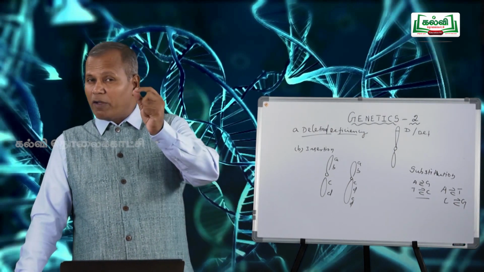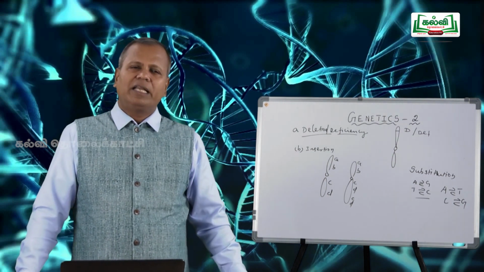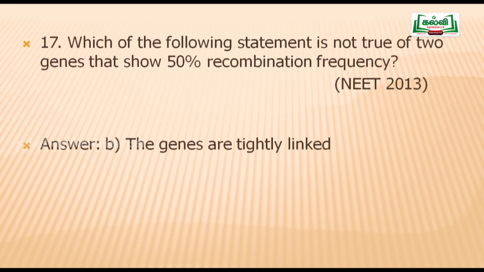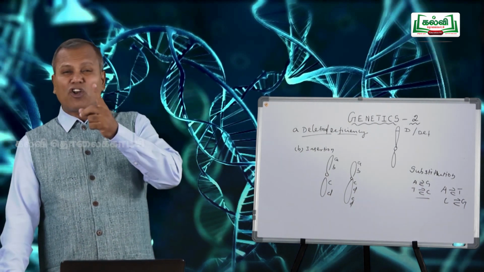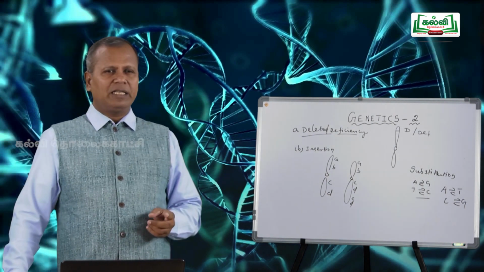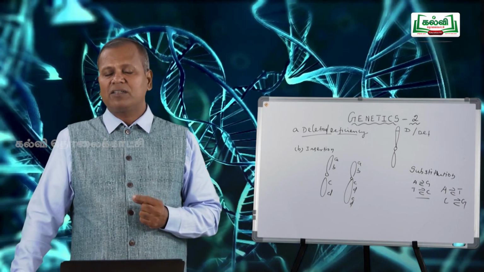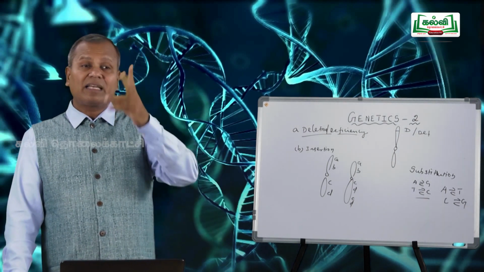Which of the following statements is not true? Option A, the genes may be on different chromosomes. Option B, the genes are tightly linked. Option C, the genes show independent assortment. Option D, if the genes are present on the same chromosome, they undergo more than one crossover in every meiosis. The correct answer for question number 17 is option B, the genes are tightly linked. For two genes that show 50% recombination frequency, tightly linked is incorrect. Loosely linked is the correct one.